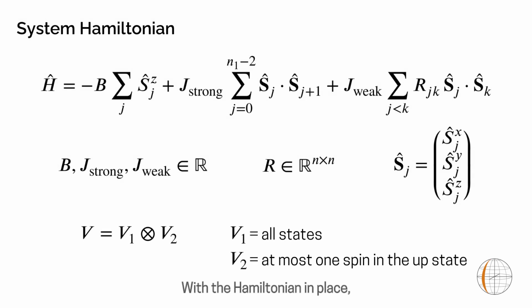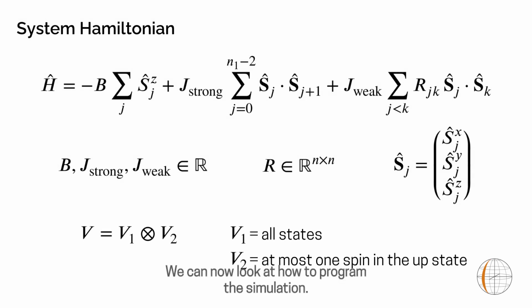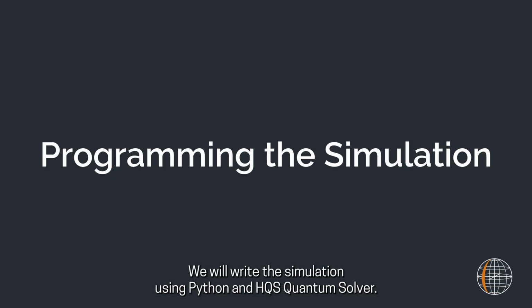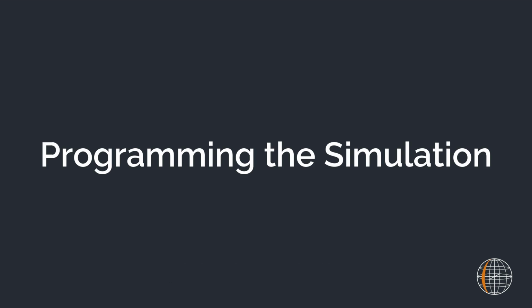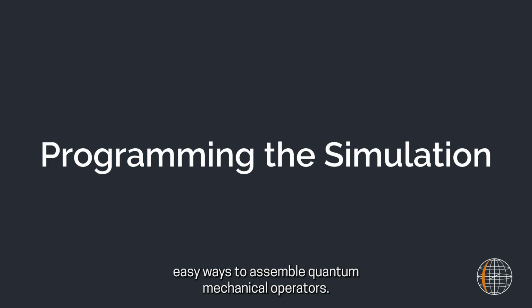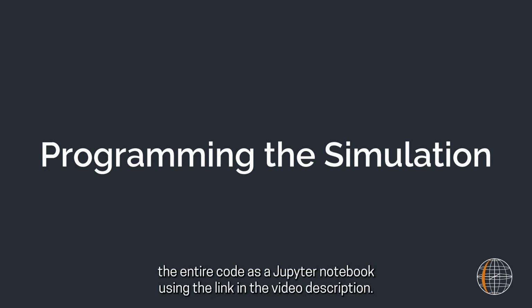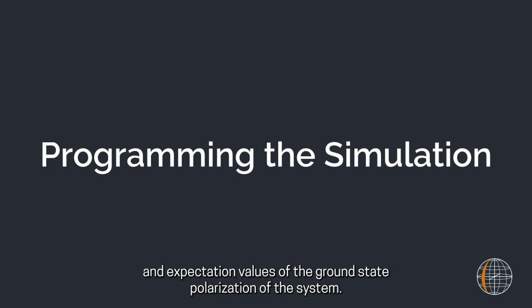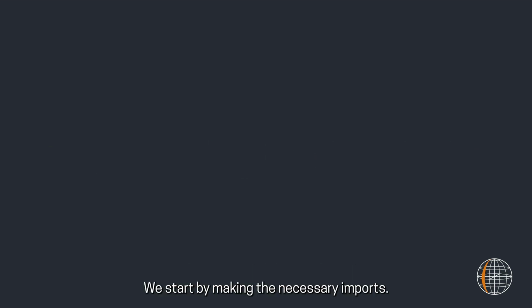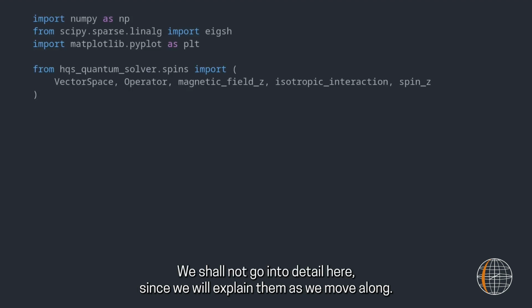With the Hamiltonian in place, we can now look at how to program the simulation. We will write the simulation using Python and HQS Quantum Solver, the latter being a Python library that provides, among other things, easy ways to assemble quantum mechanical operators. Note that you can download the entire code as a Jupyter notebook using the link in the video description. The purpose of this simulation is to compute the energy levels and expectation values of the ground state polarization of the system. We start by making the necessary imports. We shall not go into detail here, since we will explain them as we move along.